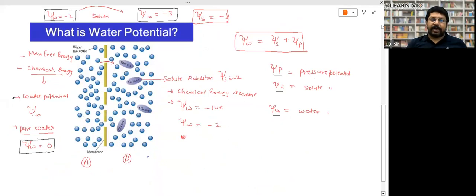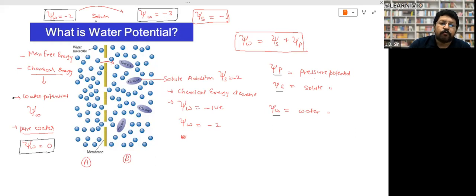Look, again, I will try to show with the help of an example. Try to understand. Maximum free energy will be in pure water, right? Free energy means chemical energy or kinetic energy, right? So water potential, psi W, of pure water is 0, right? Suppose that in this solution psi W is -2. When we add the solute over here, the water potential is -3.